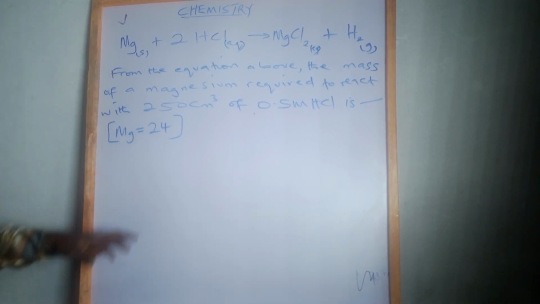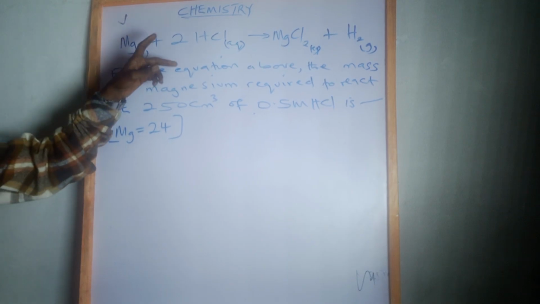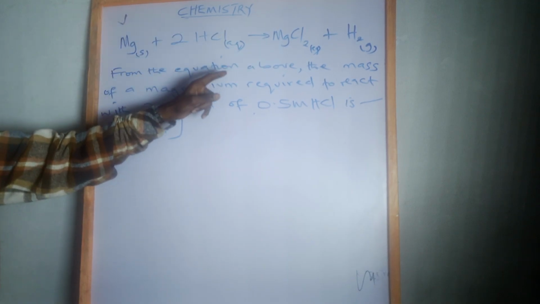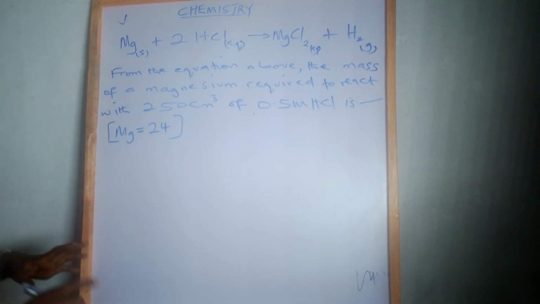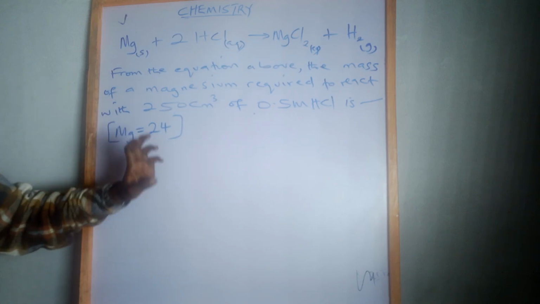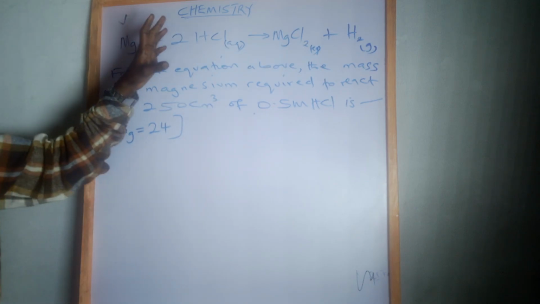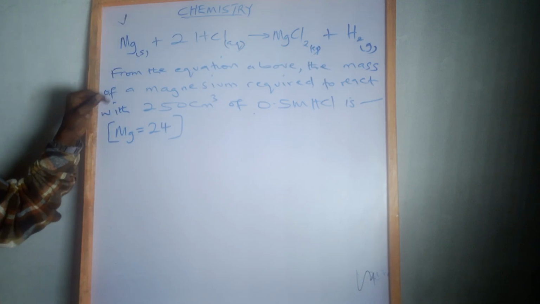Welcome back. We have this question to solve. Mg plus 2HCl gives MgCl2 plus hydrogen gas. From the equation above, the mass of magnesium required to react with 250 cm³ of 0.5 molar HCl is dash. This question is under the topic in chemistry, that is stoichiometry.